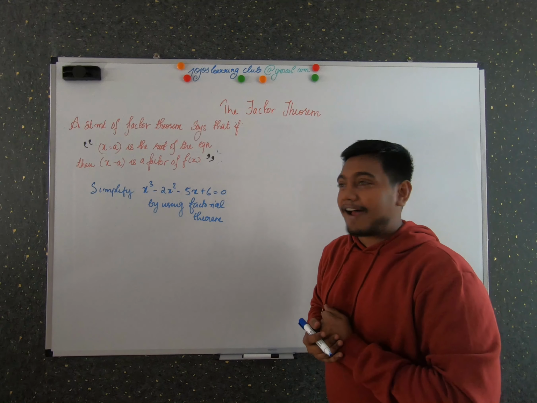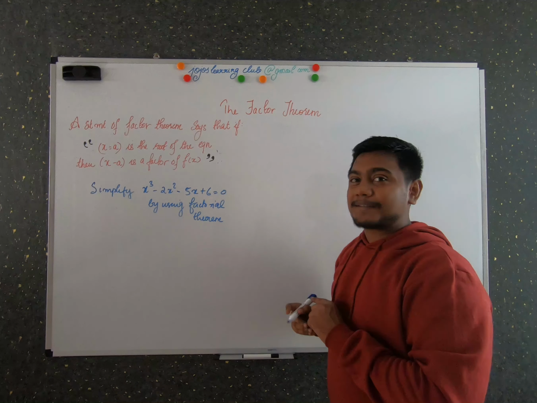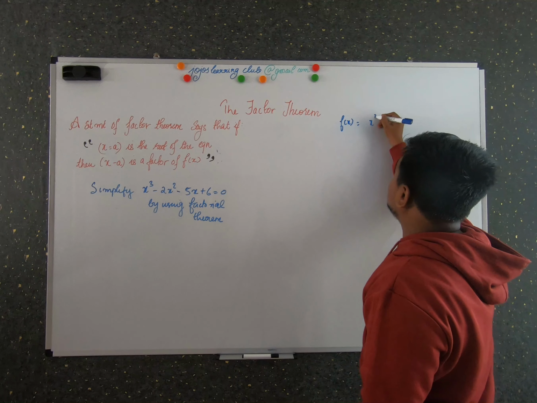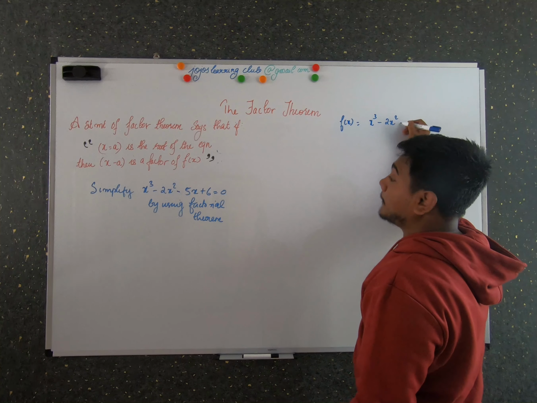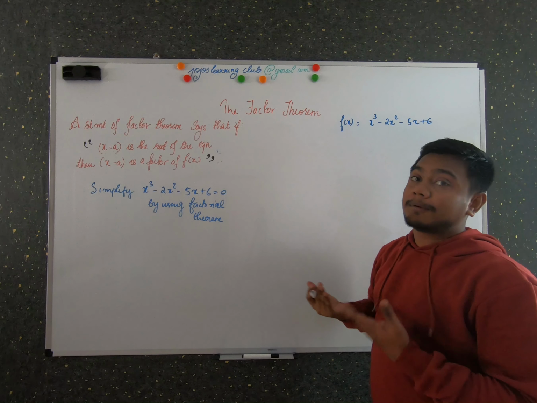So now let's do our last problem. f of x is x cube minus 2x square minus 5x plus 6. So let's break it down and write in terms of f of x what it is. x cube minus 2x square minus 5x plus 6. So let's try the trial and error method.